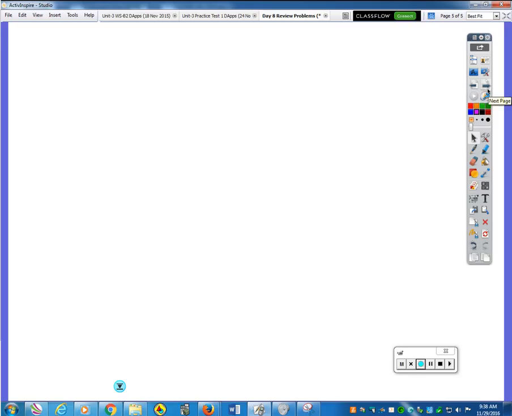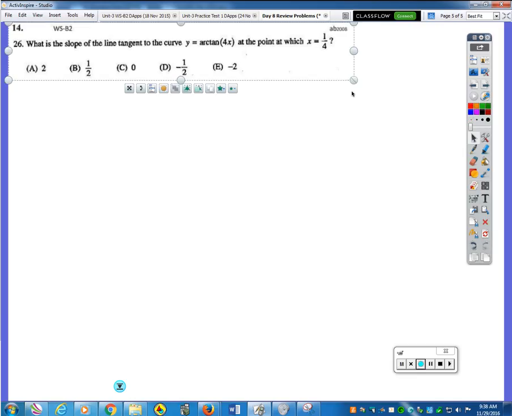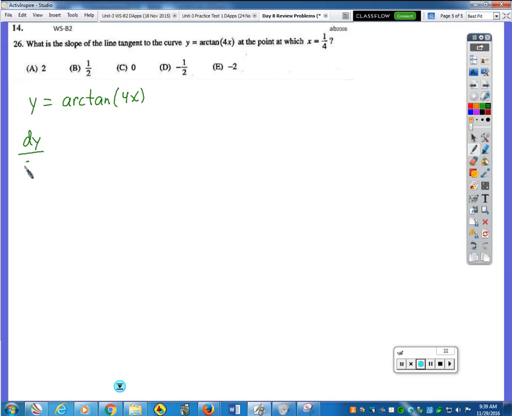The word arctangent means inverse tangent. Arcsine means inverse sine. Arc cosine means inverse cosine. So they're asking me to find the slope of the line tangent to that curve, which means I can find the slope of the line tangent to this function by finding the derivative of this function. And I use the inverse tangent rule.